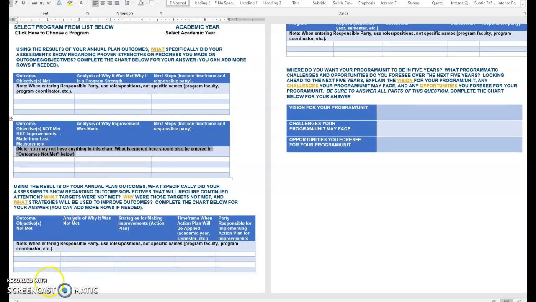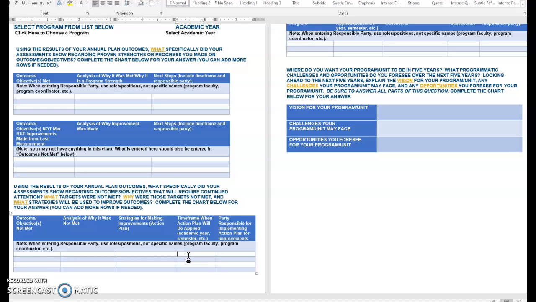The next chart is going to ask you to use the results again and list all the outcomes for which you did not meet your goal. Explain in this next column why that goal was not met. Then, what strategies are you going to implement to make improvements in order to try and reach your goal? This is your action plan. Then I want you to explain the time frame when that action plan will be applied.